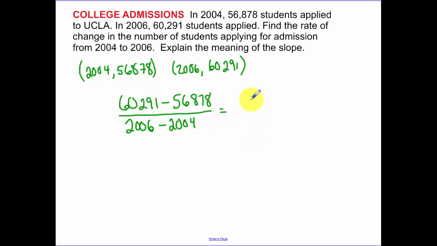Okay, so then you simplify that, which, it's okay to give me a decimal in these, since it's an application. So we have 1,706.5. Now our meaning.